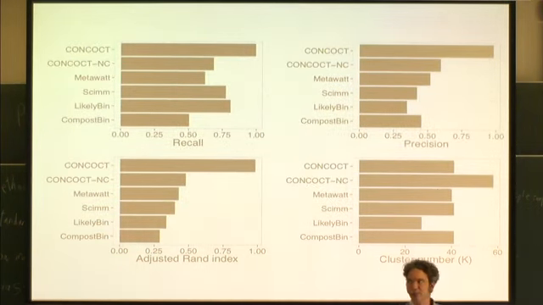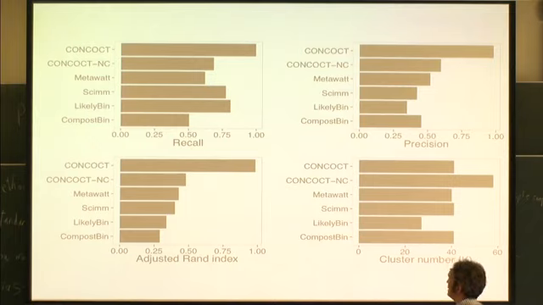I'm going to speed up a bit because else I'll run out of time. But we can also compare this to these composition-based methods. Concoct NC in this graph is actually running concoct without using the coverage information, just the composition information. And once again, it's most useful to look at the adjusted RAND index. And what you can see is that basically all the composition-based methods perform fairly similarly and very badly. You know, they have an adjusted RAND index of about 50%.